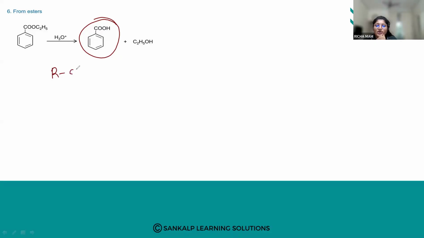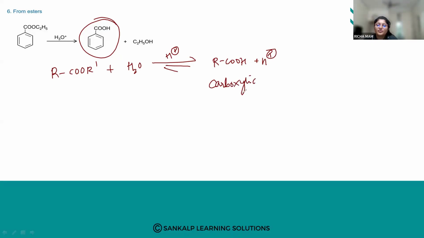If I give you a general equation, RCOOR' plus H2O in the presence of H+, I'm going to get RCOOH plus R'OH. So I'm going to get a carboxylic acid. This is the ester. So acid hydrolysis of esters will directly give you carboxylic acid, and if you do a base hydrolysis, then it will give you carboxylate ion, which on acidification you can get the carboxylic acid.